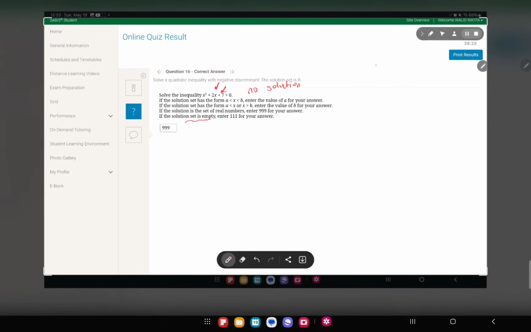If you were to write it as a table, obviously we would have no roots, right? So we just put nothing. And since it's no roots, the quadratic is always positive. It's positive everywhere. So when is it greater than 0? In this case, since there's no roots and it's always positive, it's always greater than 0. So it's the set of real numbers. So you put 999.